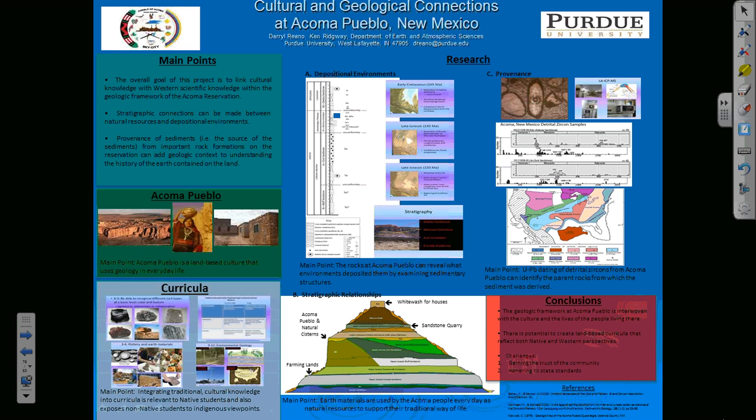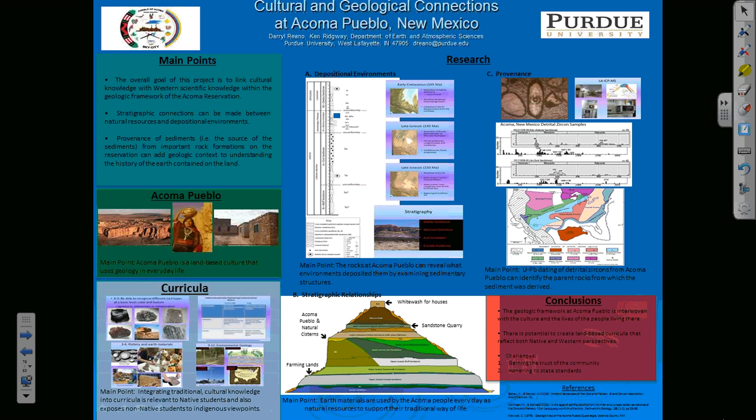Most Western geologists would say, okay, here's the Morrison Formation, here's the Dakota Formation. But an Acoma student like Daryl says, okay, this is where we get our sandstone for the houses. This is where our farming lands are. This is where our natural cisterns are. So they tie in how they live at Acoma with the stratigraphy of the Colorado Plateau.